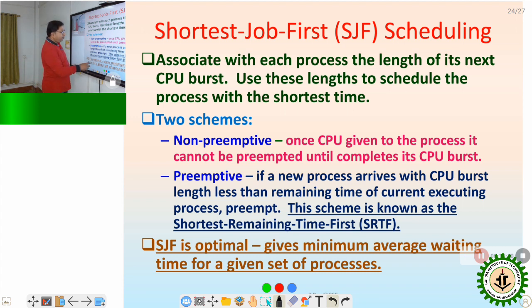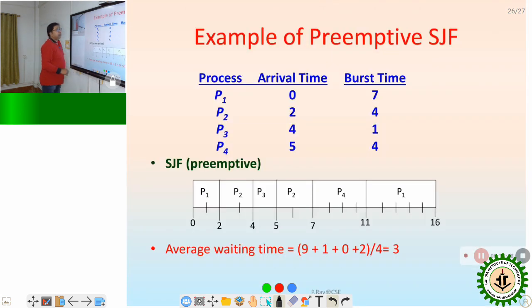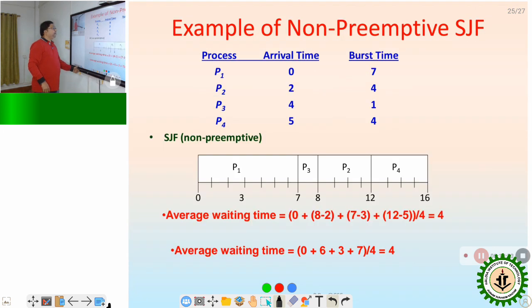Shortest job first is optimal. It gives the minimum average waiting time for a given set of processes. So we also have an example for this. First of all, there is an example of non-preemptive. Suppose these are the processes. This is the arrival time. This is the burst time. So how will the scheduling algorithm work in this case?